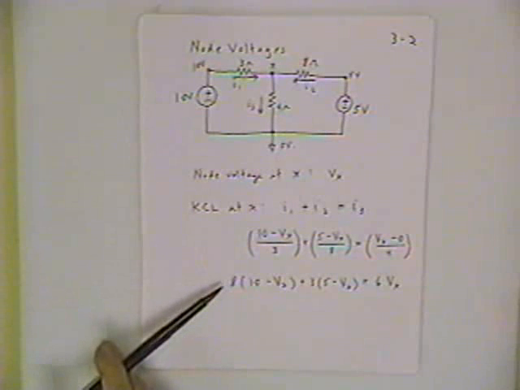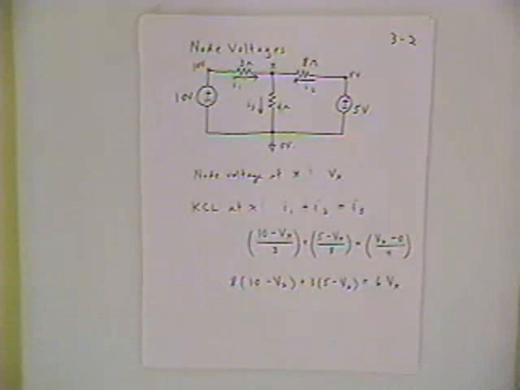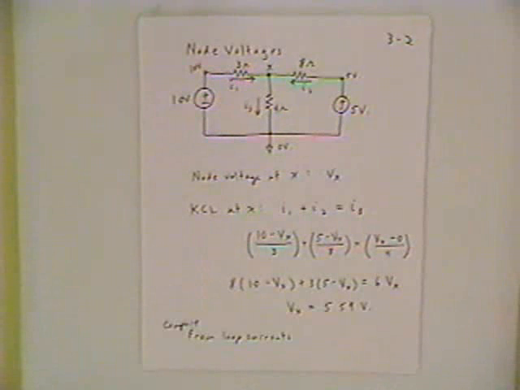So take a minute to solve that equation. We'll resume. Well, I hope all of your equations in your EIT are this easy to solve. V sub x turns out to be 5.59 volts.